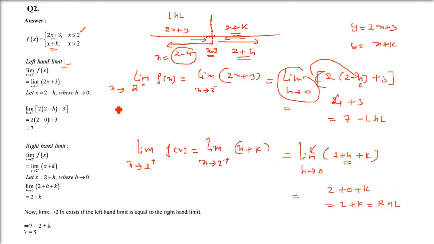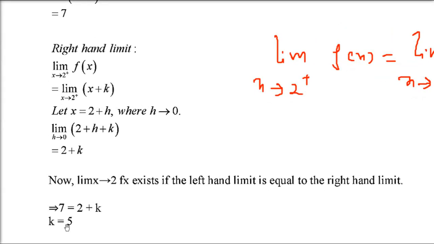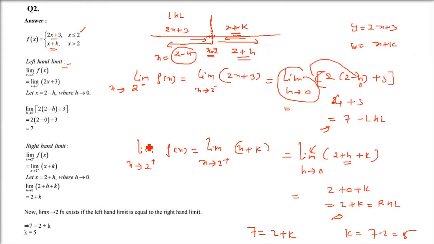Now left hand limit, right hand limit. So we have left hand limit equal to right hand limit. It has to be equal. So k will be equal to 7 minus 2, that is going to be 5. So k will be 5 for LHL to be equal to RHL and the limit to exist.